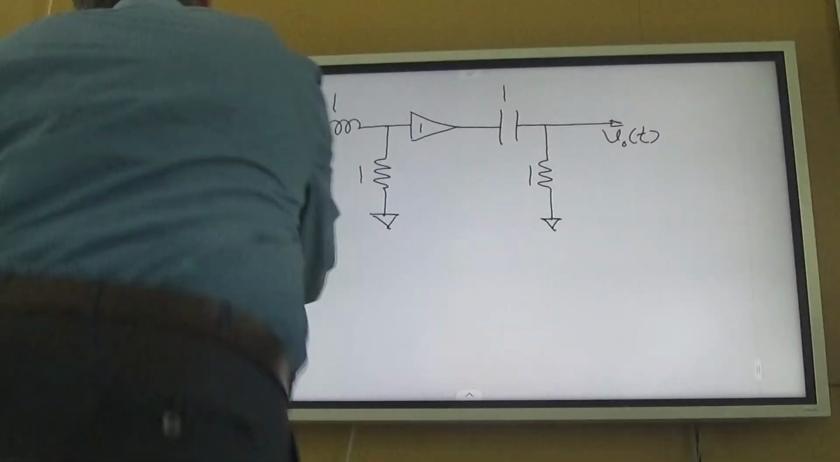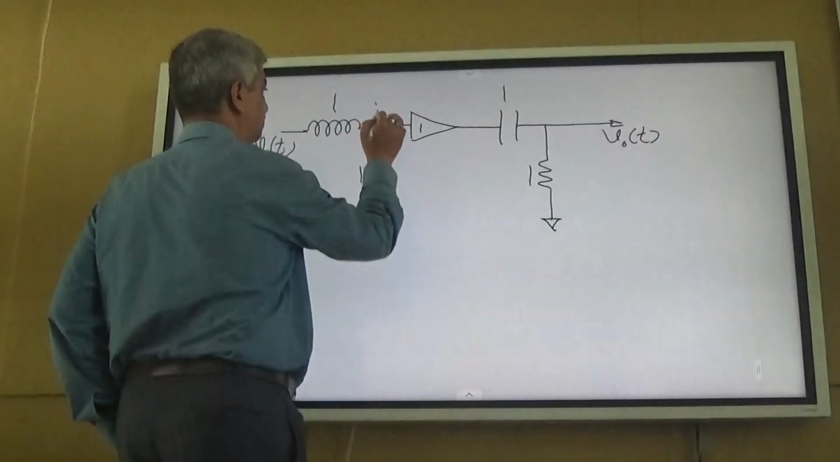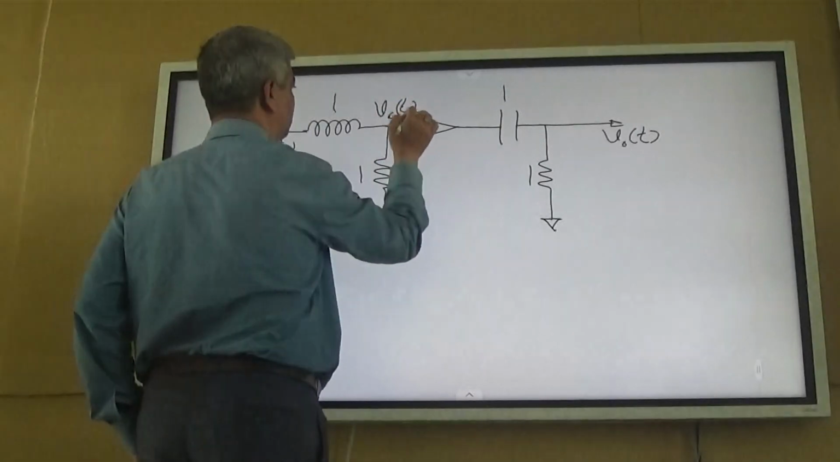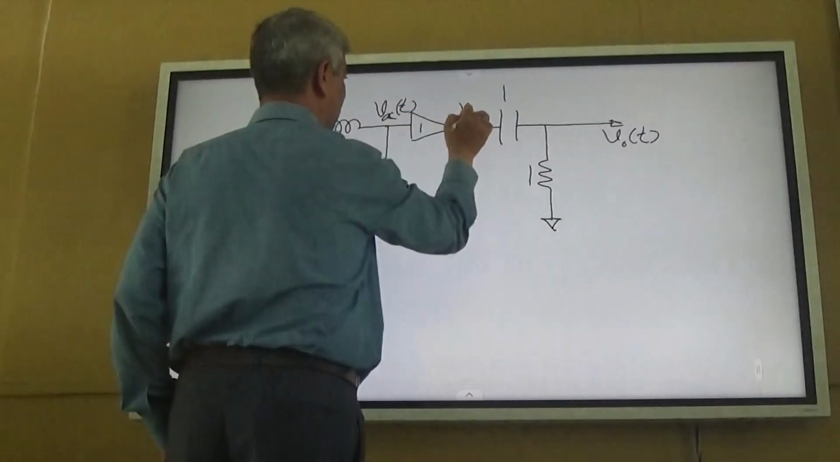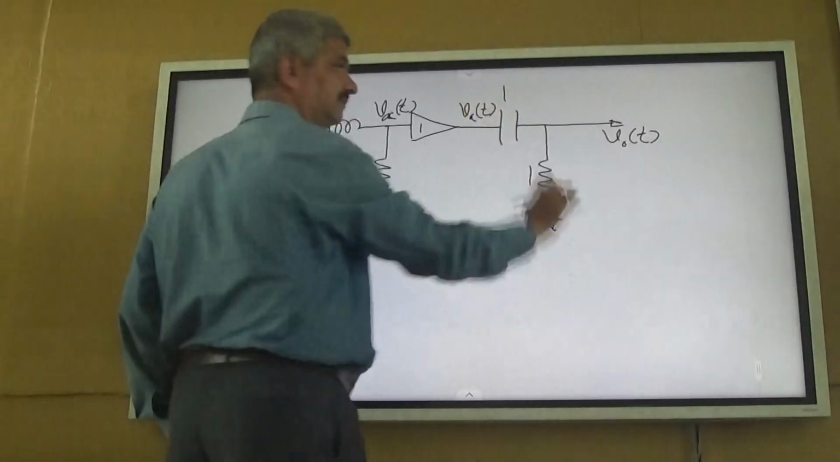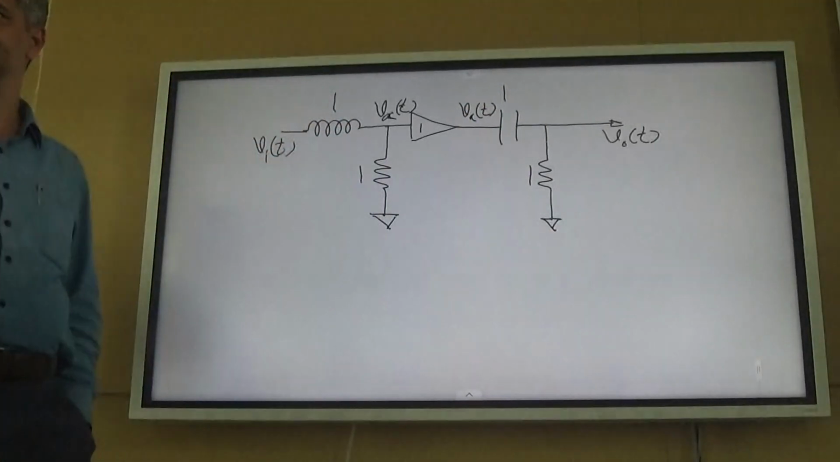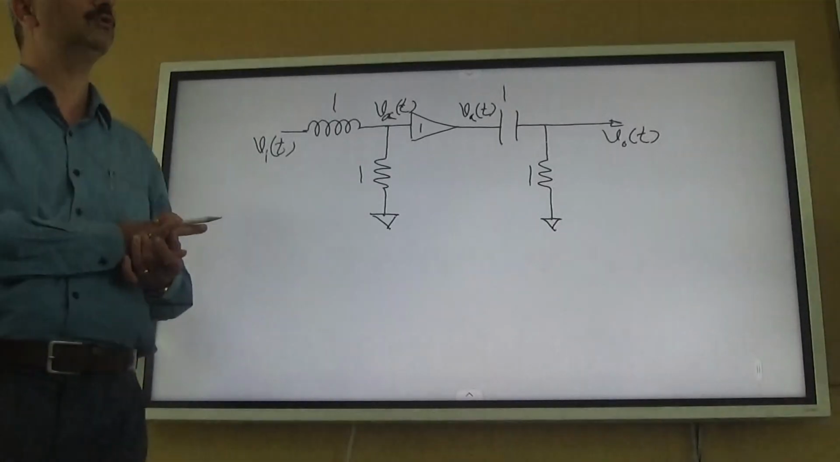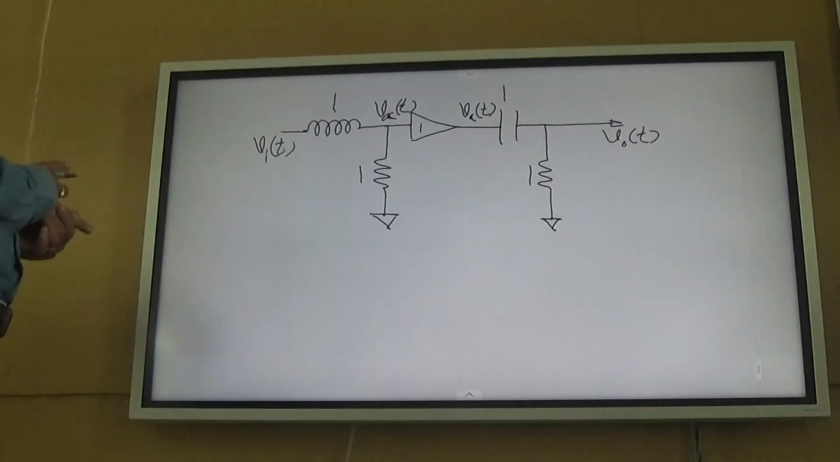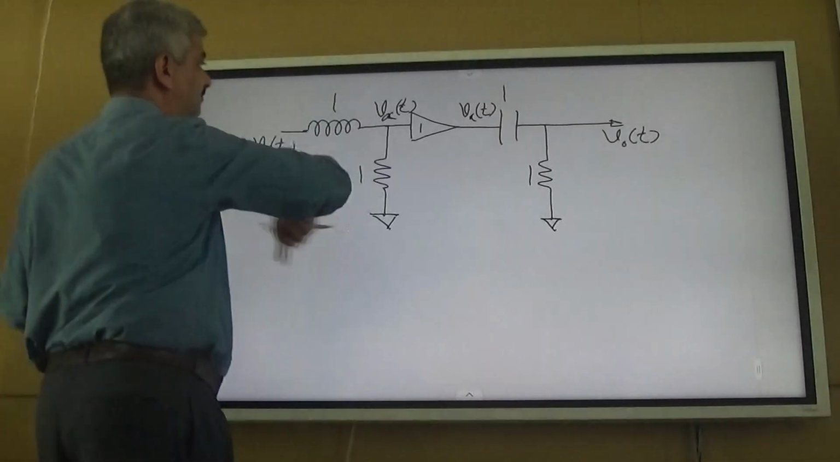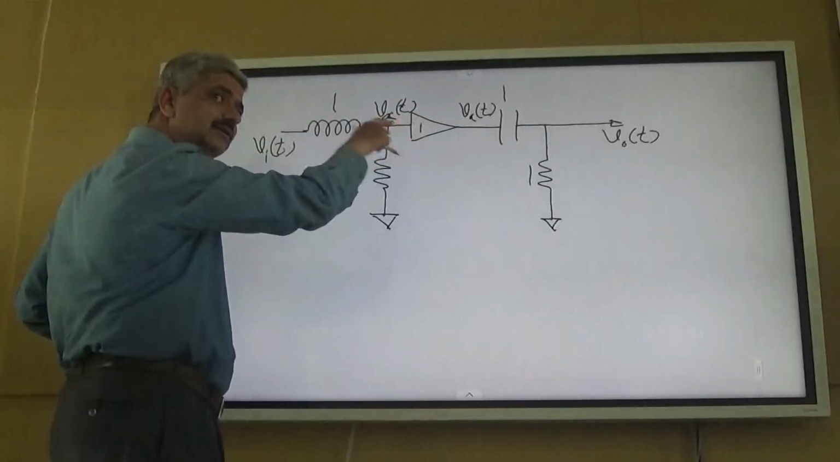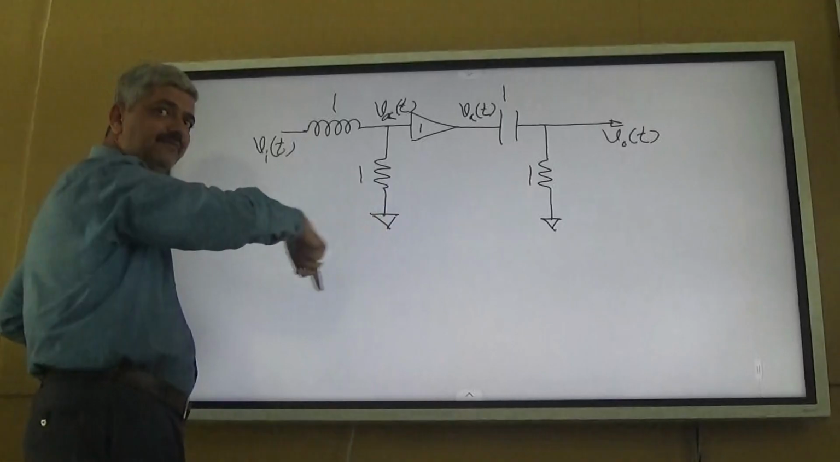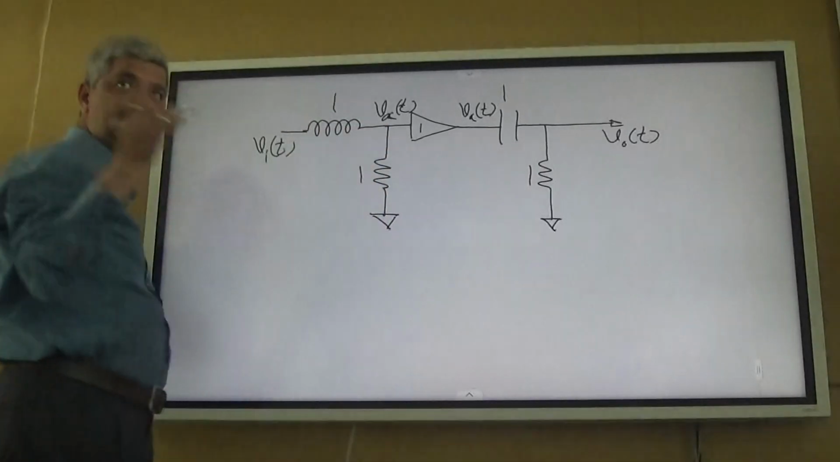So how do we proceed? This we call as VA(t), and this is again VA(t). So how can we move ahead? Since it draws no current, for this loop we can write a differential equation directly. What is that? Whether anybody recollects it?